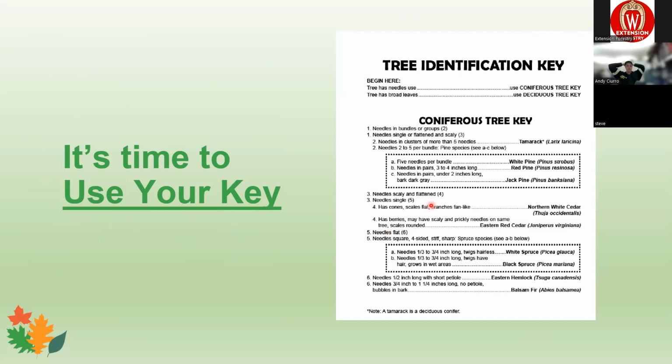Okay. So time to use your key. If you have it with you, please pull it out at this time, the printout, or look at it on your computer.